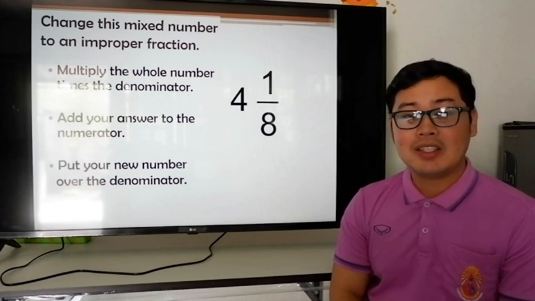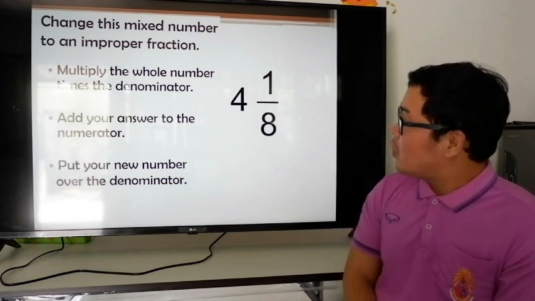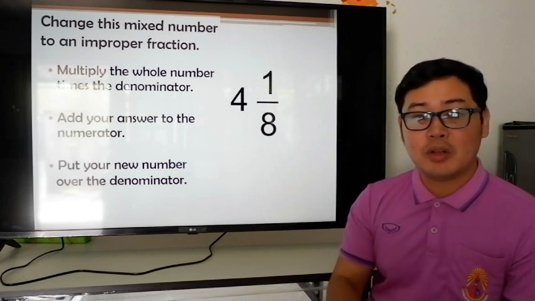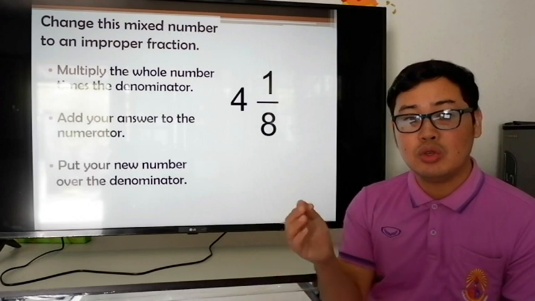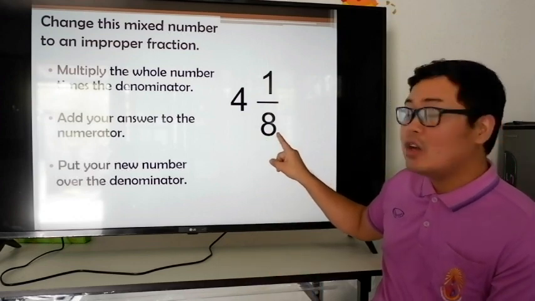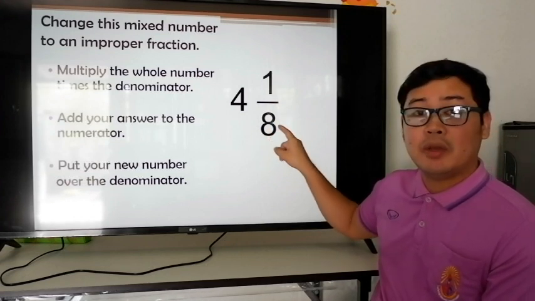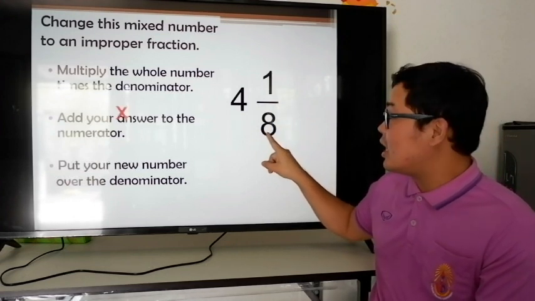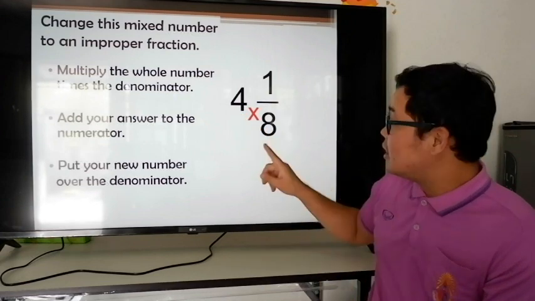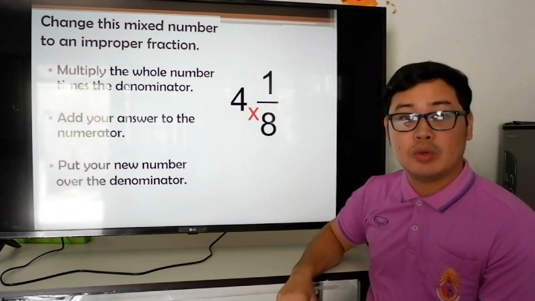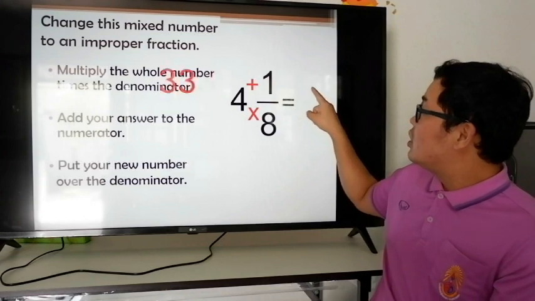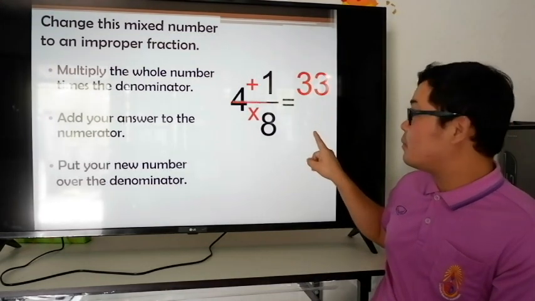Next here is 4 and 1 over 8. As I have said, you have to multiply first the denominator to the whole number. What is our denominator, by the way? Our denominator is 8. So 8 times 4 is equal to 32. Then 32 plus 1 is equal to 33 over 8.